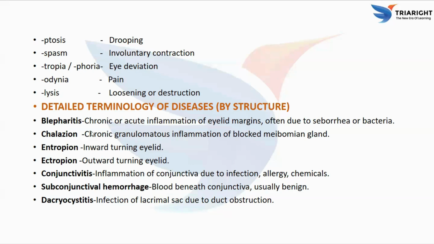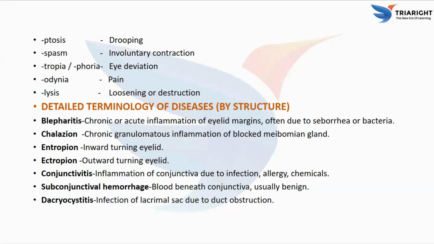So next is chalazion. Chalazion is a chronic granulomatous inflammation which is caused by a blocked meibomian gland. So this is usually painless. It's a firm swelling on the eyelid. So next is entropion, which is nothing but the inward turning of the eyelid margin. So what are the risks of entropion? Eyelashes rub the cornea, causing irritation, tearing, and also potential corneal ulcers.